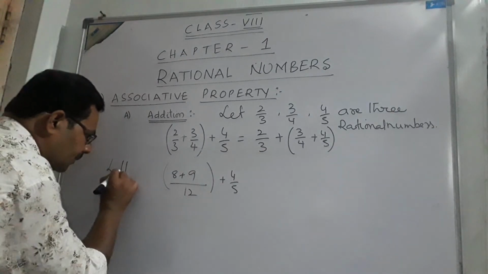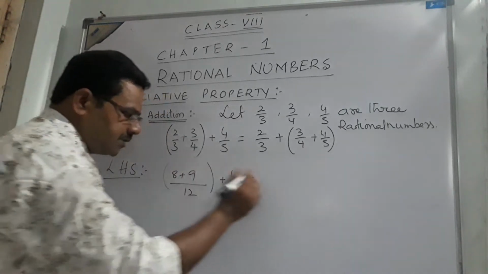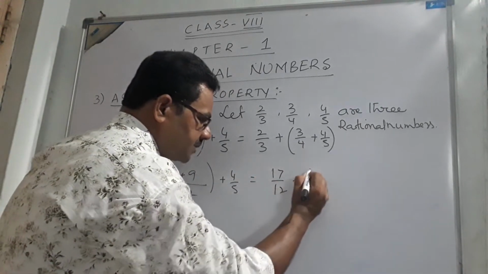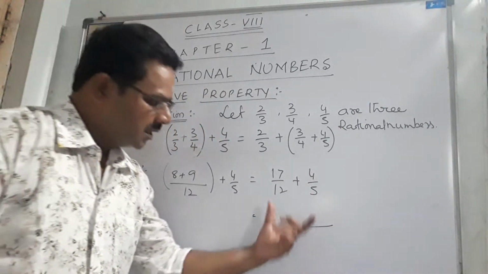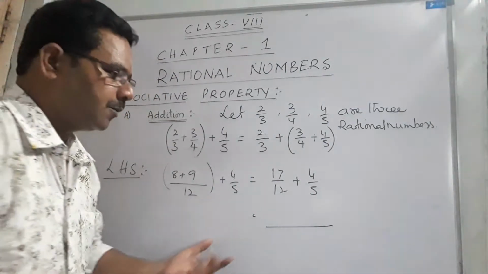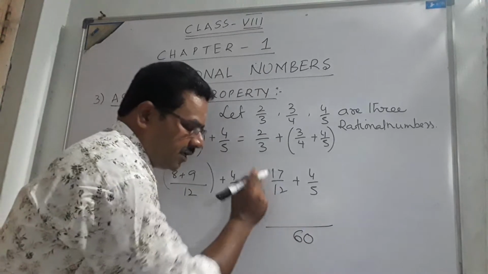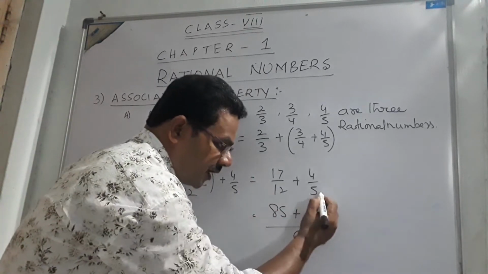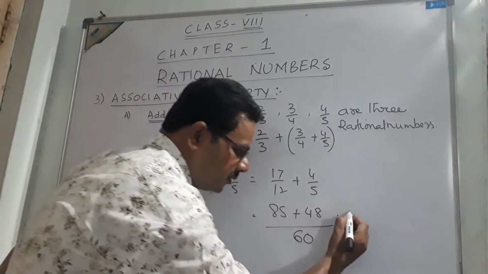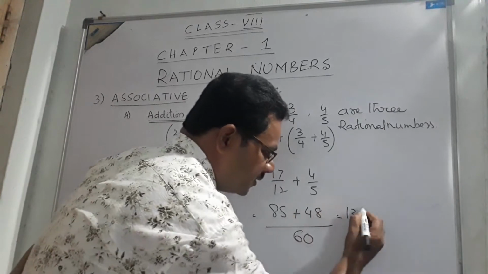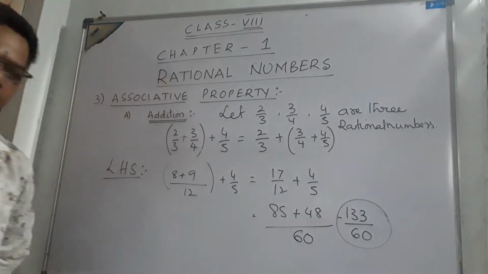Now I am writing the left hand side of the solution. This is equal to 8 plus 9 is equal to 17 by 12 plus 4 by 5. Again we got two fractions, two rational numbers, again a plus b, closure property, commutative property. So 12 5s are 60, 60 is the LCM. 12 5s are 60, 17 5s are 85. 5 12s are 60, 4 12s are 48. Now this answer is equal to 133 by 60. So this is the left hand side answer we got.